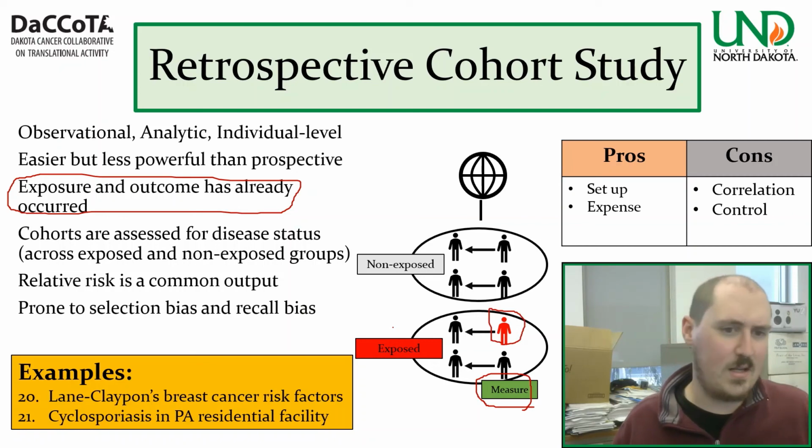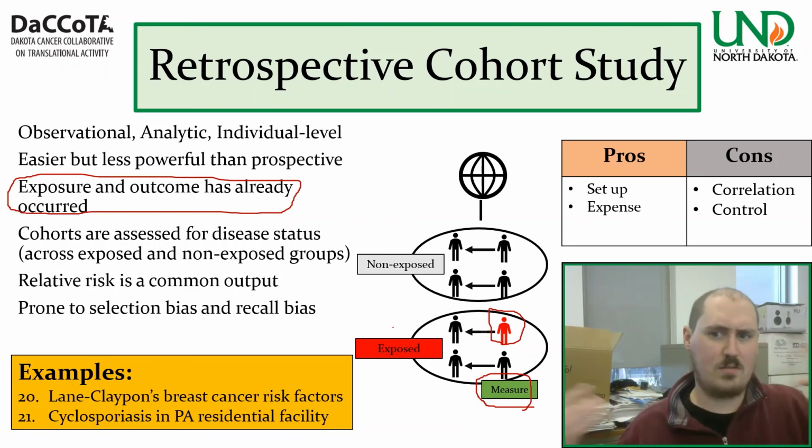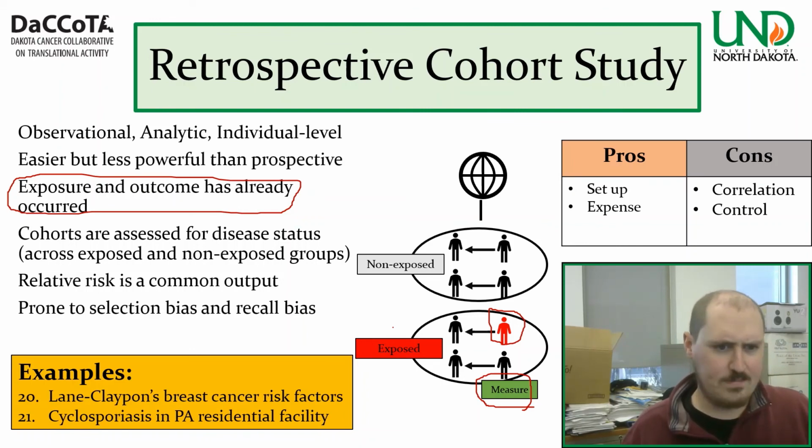Again, it's prone to selection bias, but then also recall bias, because you're asking the individuals to recall what's happened. So some of the pros, compared to the prospective, are easier setup and expense, but at the loss of control and some correlation. Some examples of this, a classic from the beginning of the 1900s, Janet Lane-Claypon's research on breast cancer risk factors. And then another example is looking at cyclosporiasis in a Pennsylvania residential facility.